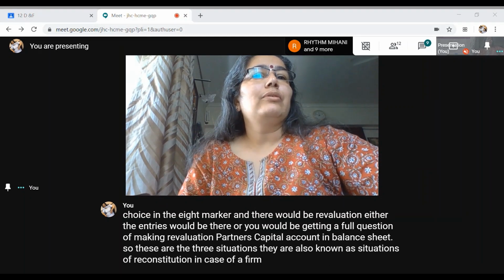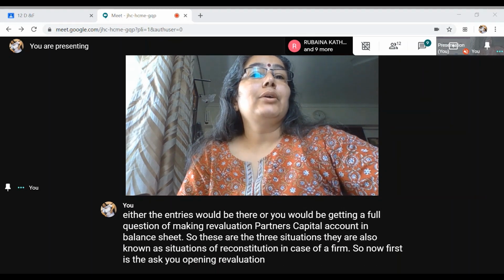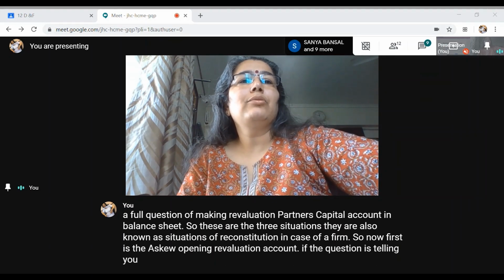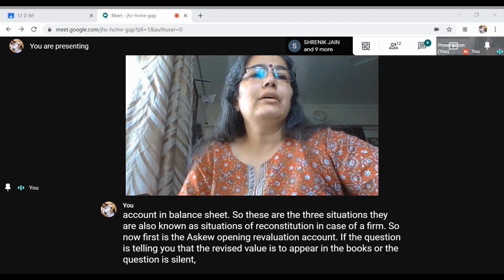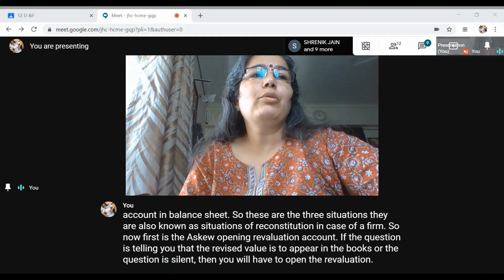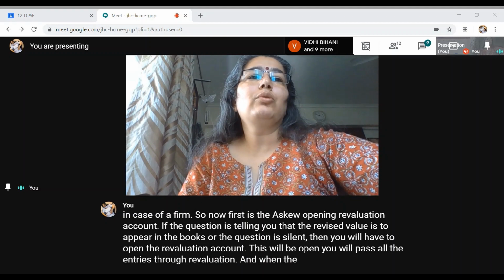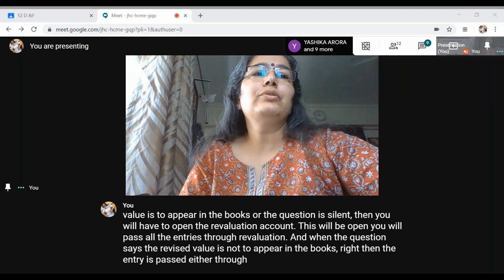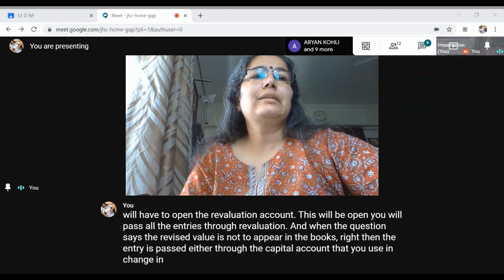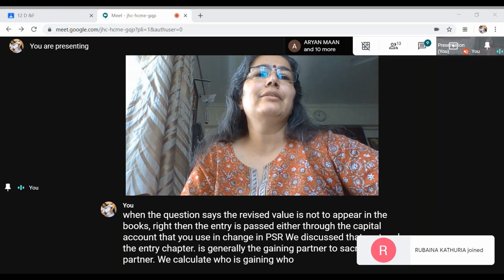Now first, they ask you about opening the revaluation account. If the question is telling you that the revised value is to appear in the books, or the question is silent, then you will have to open the revaluation account. You will pass all the entries through revaluation. And when the question says the revised value is not to appear in the books, then the entry is passed through the capital account that you used in the change in PSR chapter. We discussed that part. The entry is generally from the gaining partner to the sacrificing partner. We calculate who is gaining and who is sacrificing and do it.